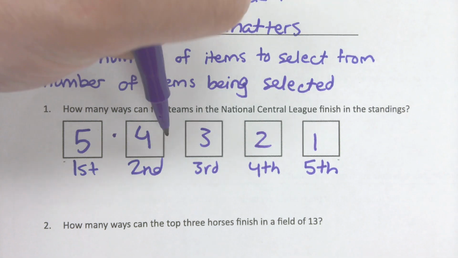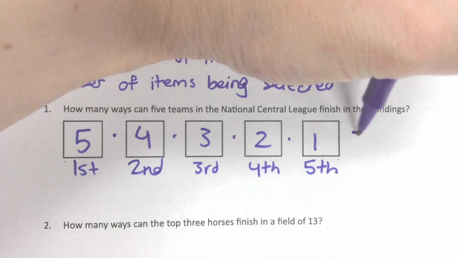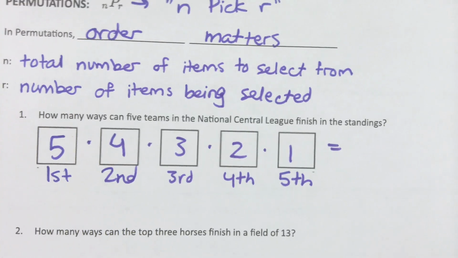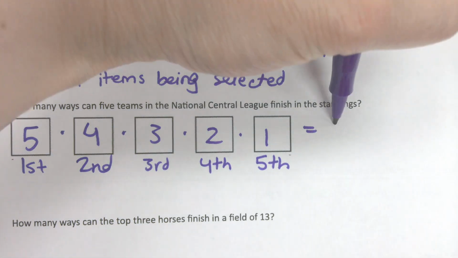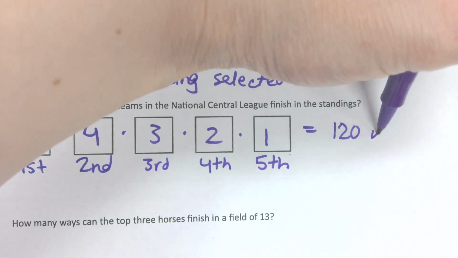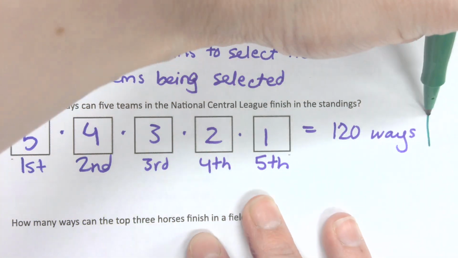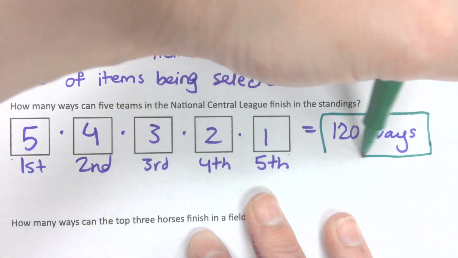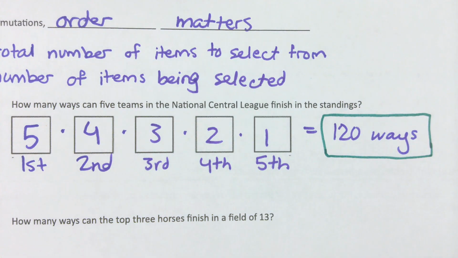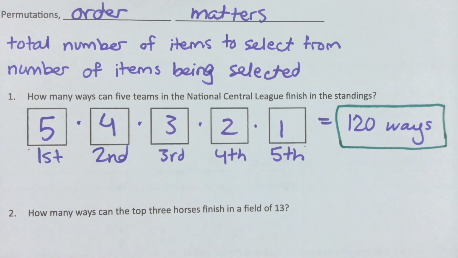And just like what we did yesterday, we're going to multiply all these together. That's going to get me 120 ways. I'm going to show you the shortcut on how to do this in the calculator so you don't have to do this every single time. But when your calculator does a permutation, this is the math that it's doing. Just an FYI.